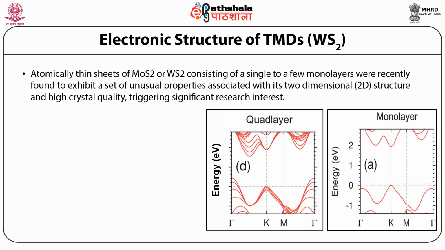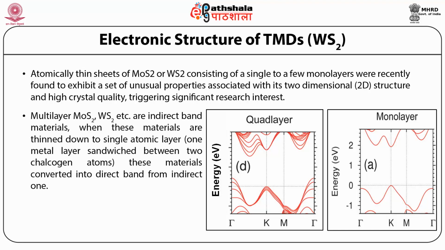Tungsten disulfide WS2 was recently found to exhibit an indirect to direct gap transition when the thickness is reduced to a single monolayer. This leads to a remarkable enhancement in the photoluminescence efficiency, which opens up new opportunities for the optoelectronic application of the material.